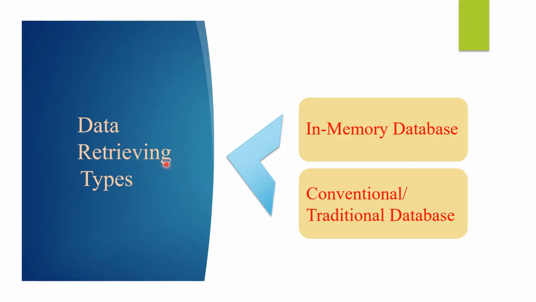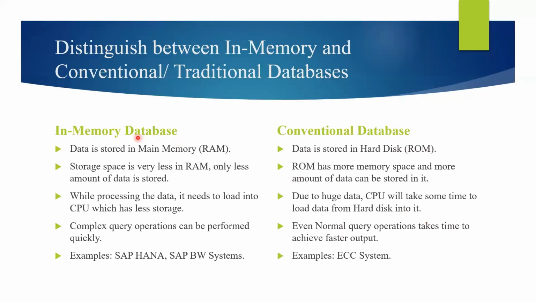Based on data retrieving, database is classified into two types. One is in-memory database and another one is conventional or traditional database. Let's see the differences between them. In in-memory database, the data is stored in main memory, which is RAM, also called random access memory. And in case of conventional or traditional database, the data is stored in hard disk, which is ROM, also called read-only memory.